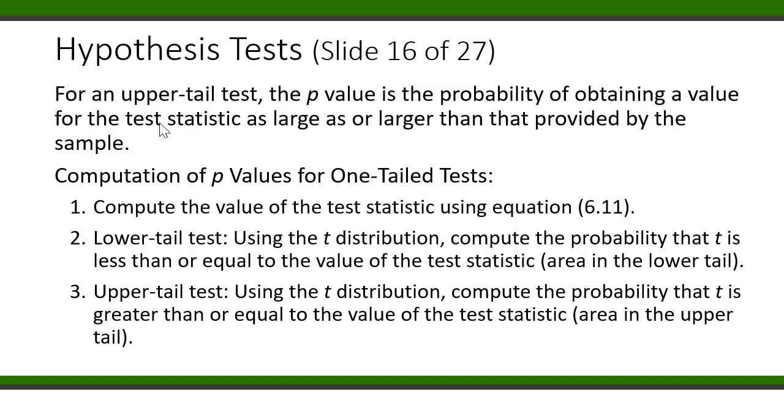If we flip that around, then for an upper tail t-test, the p-value is the probability of attaining a value for the t-statistic as large or larger than provided by the sample. Right?